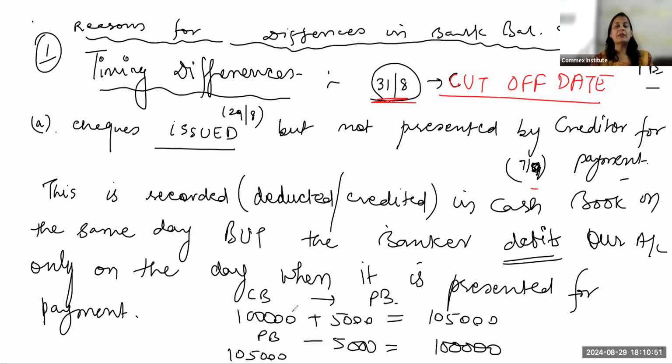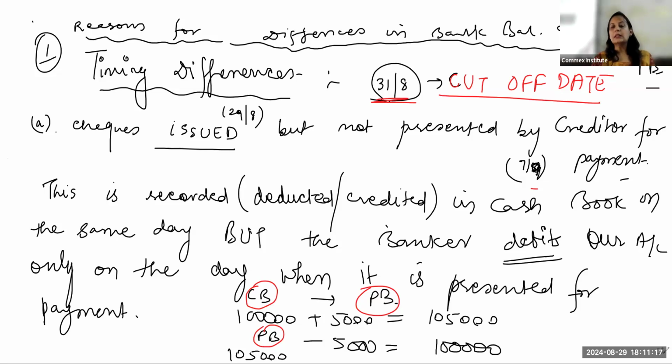So anything can be given to you. Different questions will be there. Sometimes you'll be given the passbook balance and then you have to reach the cash book balance, or the cash book balance and then you have to reach the passbook balance. Either you have to add 5,000 to 1 lakh, or deduct 5,000 from 1 lakh 5,000 to reach the other. That will depend on the question. So if you have to reach from cash book to passbook, you'll have to add this figure. If from passbook to cash book, you'll have to deduct this.